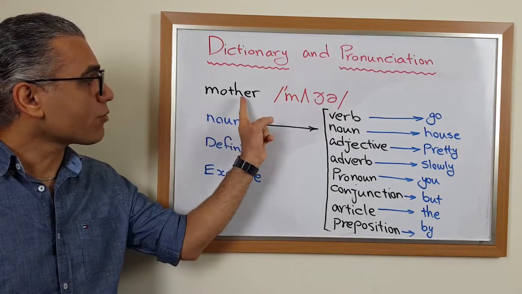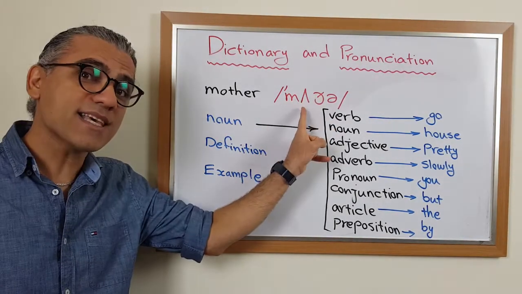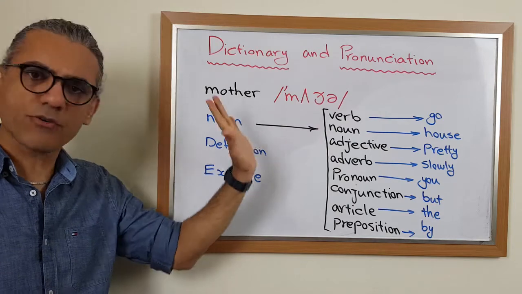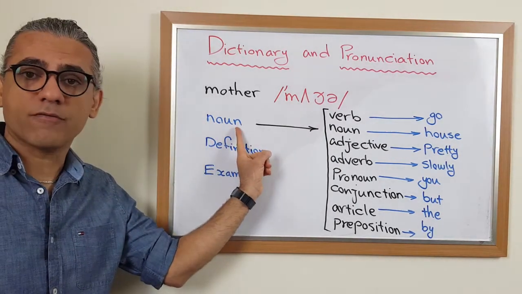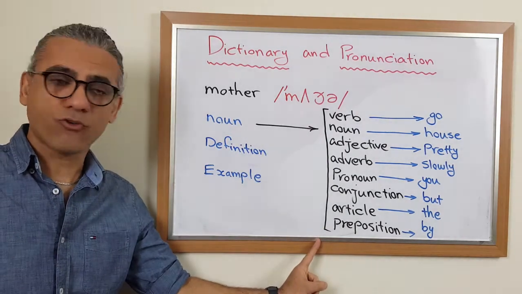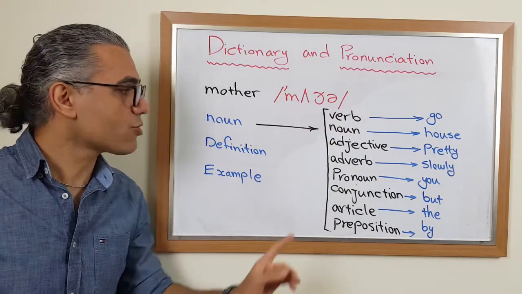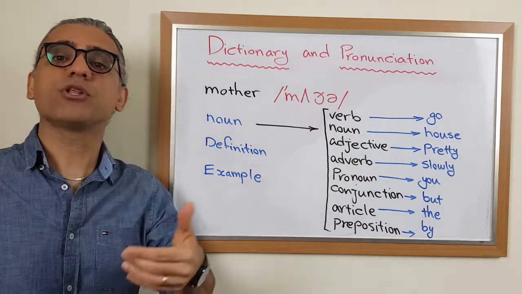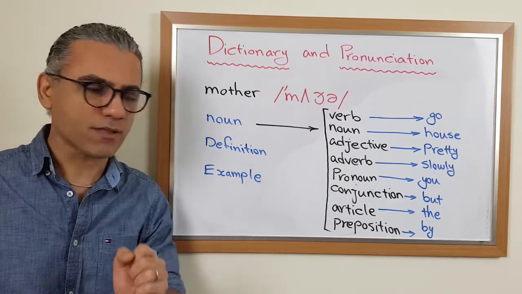Look, in a dictionary, when you look up a word, you'll see the pronunciation. We're going to practice these symbols today. It's very simple, actually. Then we have the form of the word, and we generally have 8 different forms. It could be any word in English. It could be a verb, for example, go, see, watch, sit, do, be, and so on.